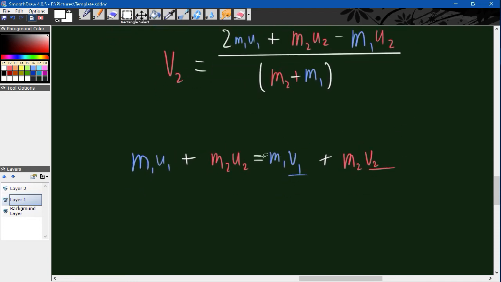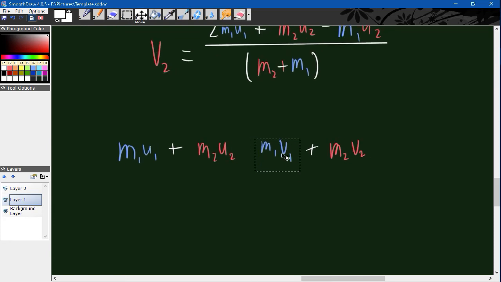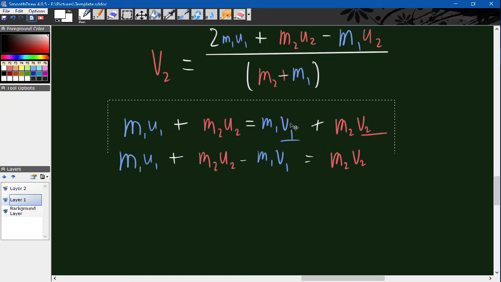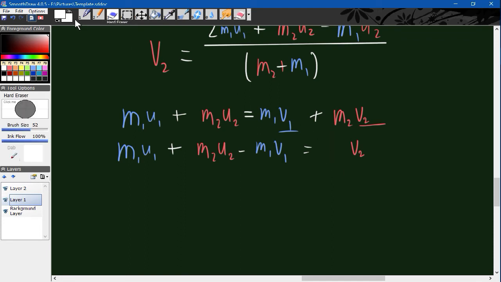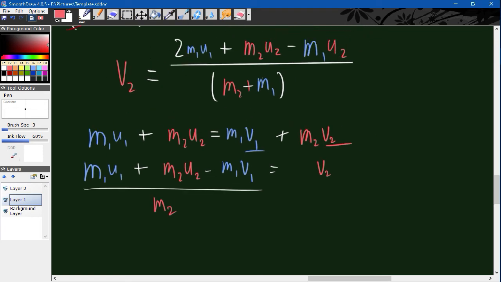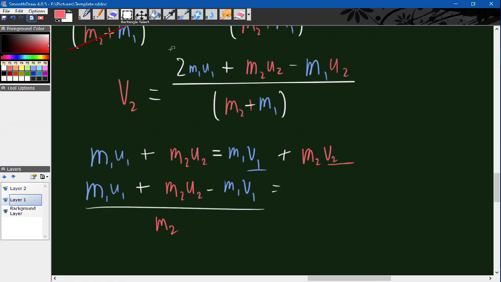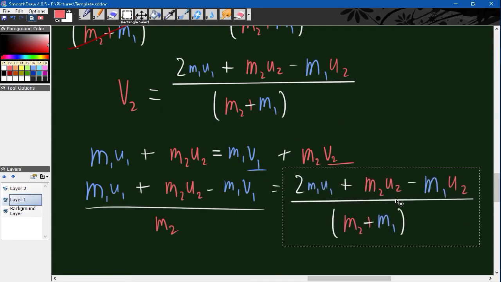Wait, no. This is just mathematical convenience, but the idea is still there. It's just plugging in the equation. What could we do? No. Stay there. We transposed this term to the other side. Then we could divide it all by m2. We could substitute this to here. This is a big boy.